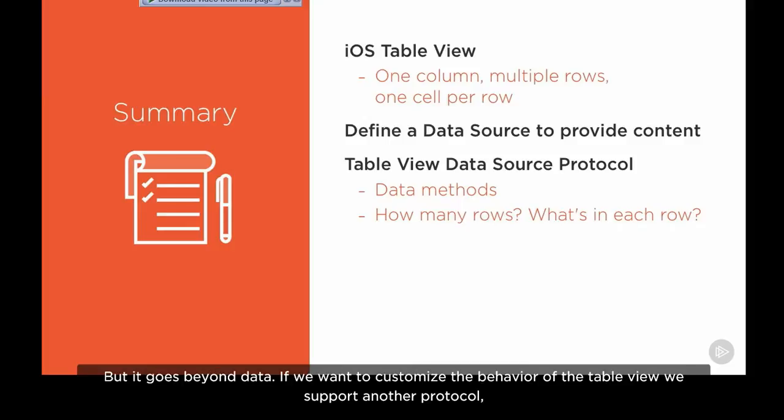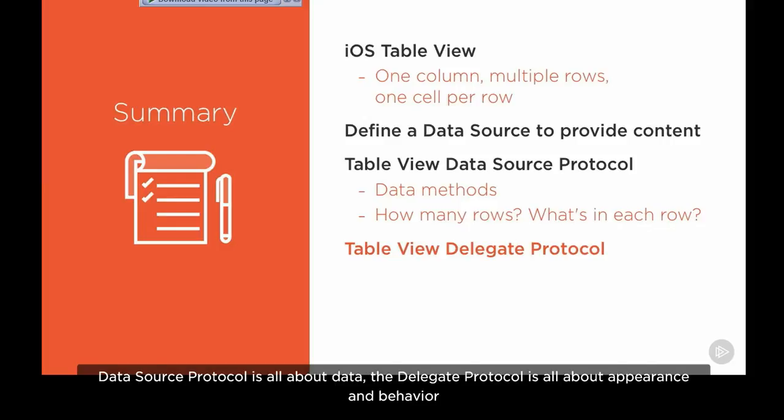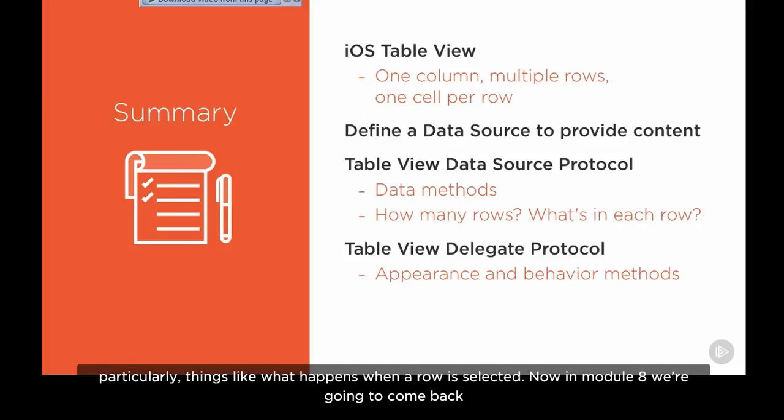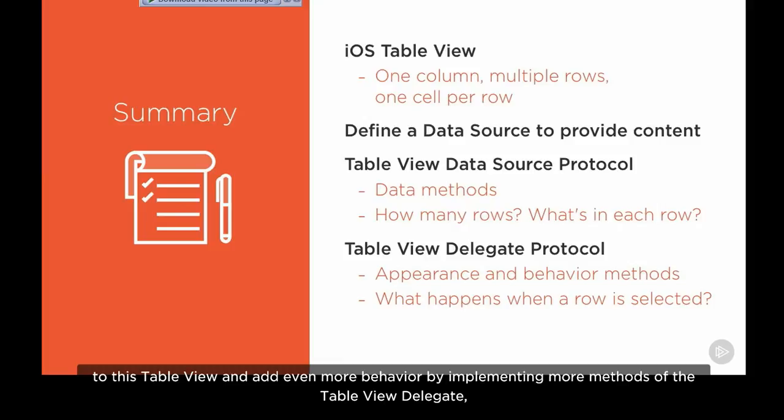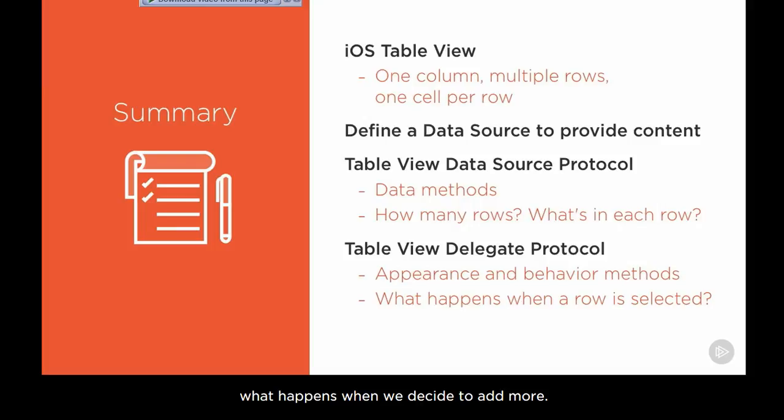But it goes beyond data. If we want to customize the behavior of the table view, we support another protocol, the table view delegate protocol, where we have another list of possible methods for us to provide. The data source protocol is all about data. The delegate protocol is all about appearance and behavior, particularly things like what happens when a row is selected. Now in Module 8, we're going to come back to this table view and add even more behavior by implementing more methods of the table view delegate. But before we do that, we're going to take our basic application with a single view controller and see what happens when we decide to add more.